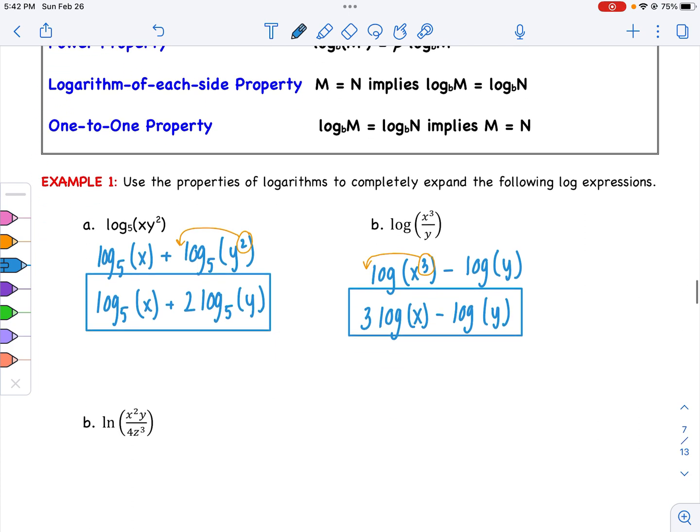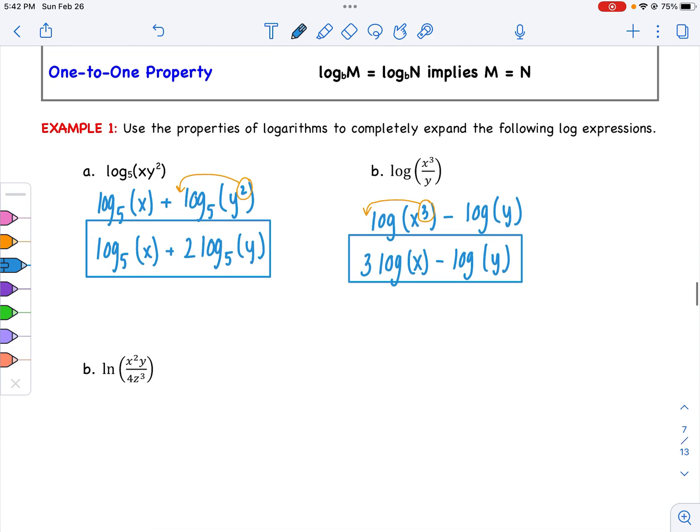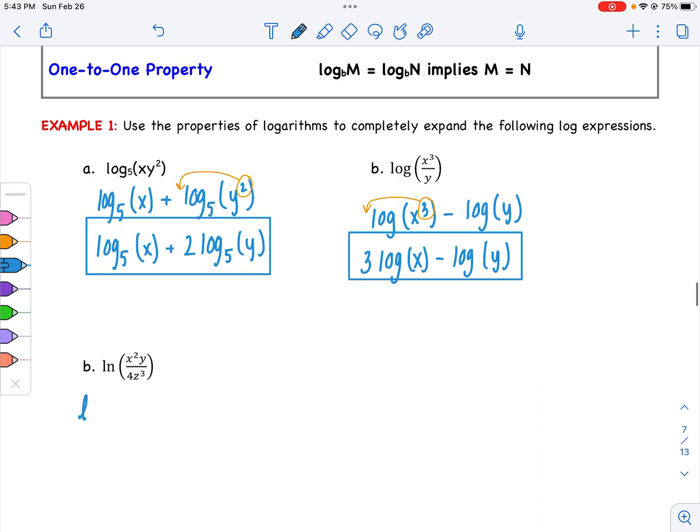Okay. Now trying c. c is a little more complicated because there's multiple things going on. But let's start overall with this quotient. So just like part b, when you divide, you really subtract the logs. So I'm going to start there. ln of x squared times y minus ln of 4z cubed. I applied that quotient rule.